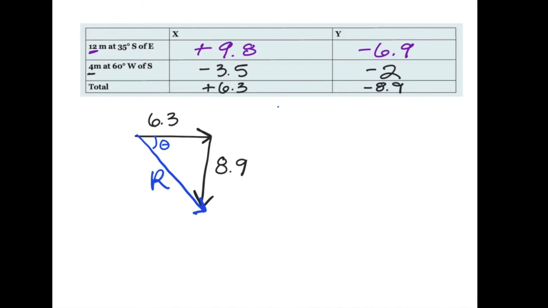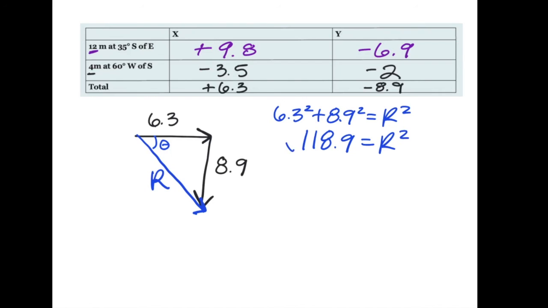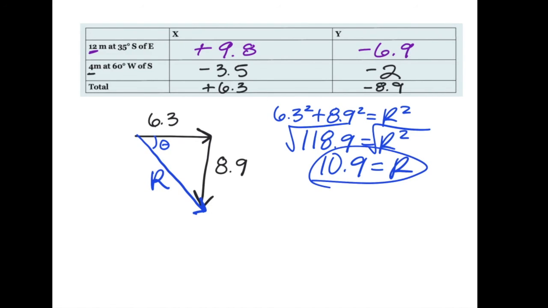So it's going to be 6.3 squared plus 8.9 squared equals r squared. That is going to equal 118.9 equals r squared. And then we need to square root both sides, giving us a total of 10.9 for our resultant vector. So the magnitude is this, is 10.9. So that's our magnitude. Now to start the other half, we need is direction.